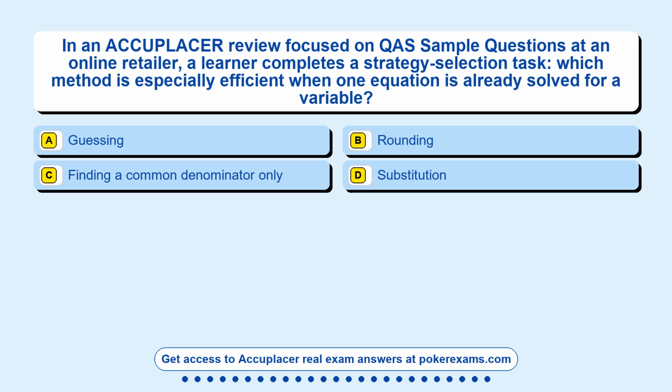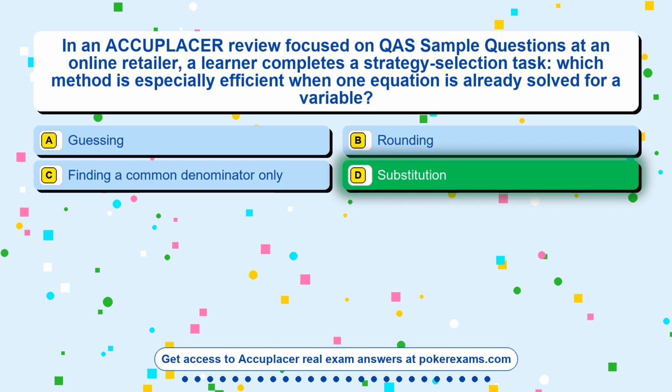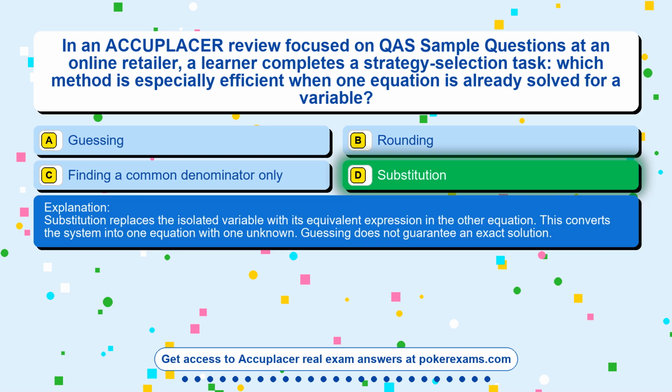Question 8. In an ACCUPLACER review focused on QAS sample questions at an online retailer, a learner completes a strategy-selection task. Which method is especially efficient when one equation is already solved for a variable? Option A, guessing. Option B, rounding. Option C, finding a common denominator only. Option D, substitution. The correct answer is option D, substitution. Substitution replaces the isolated variable with its equivalent expression in the other equation. This converts the system into one equation with one unknown. Guessing does not guarantee an exact solution.